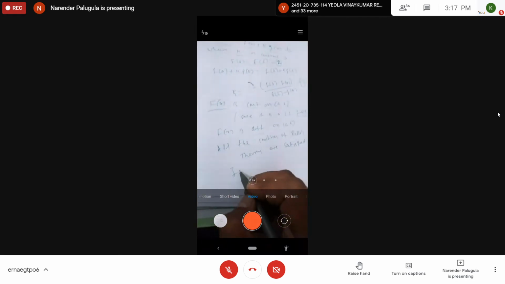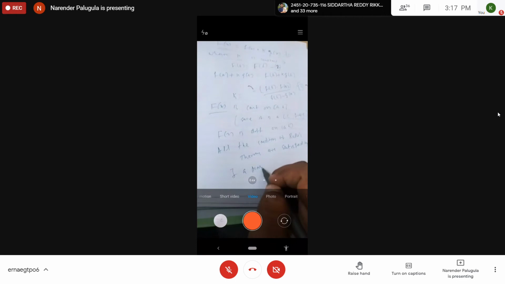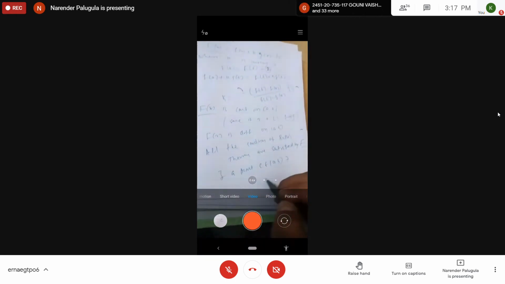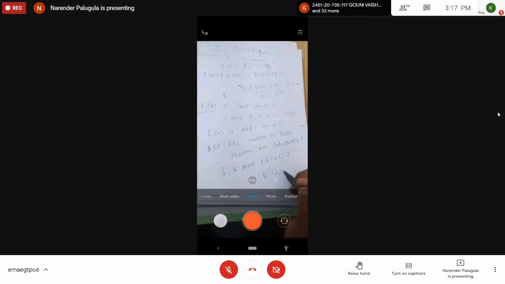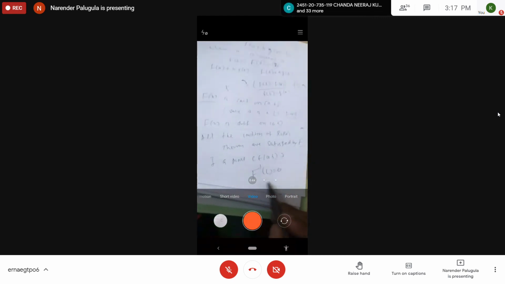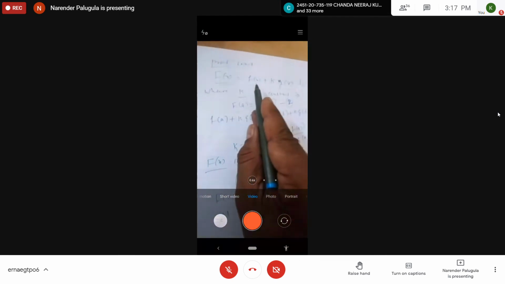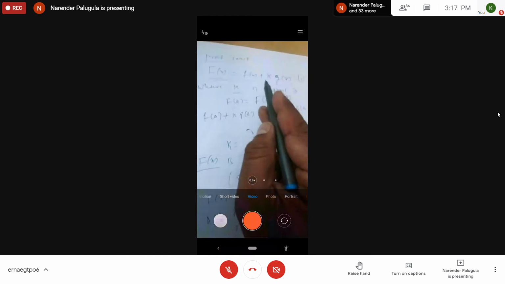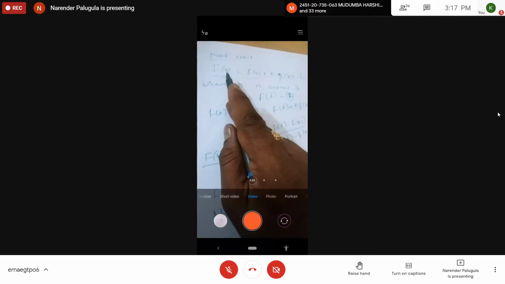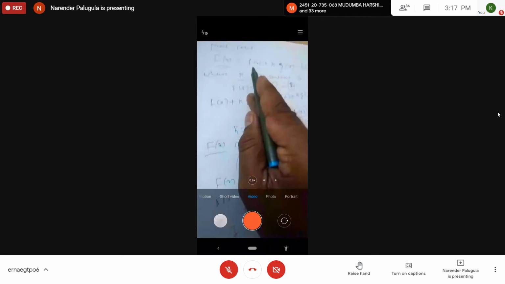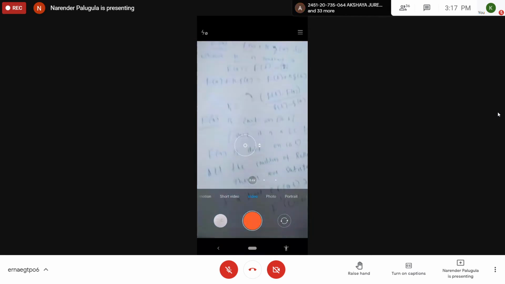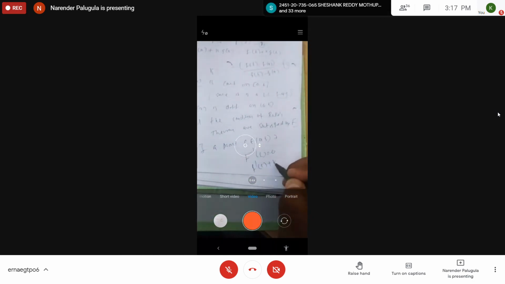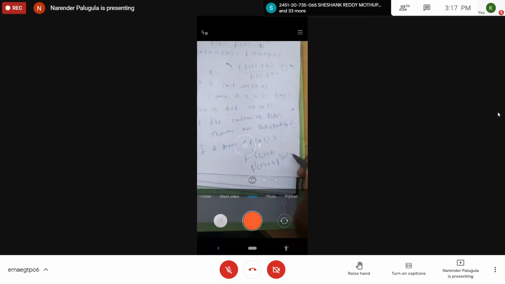There exists a point c belonging to (a, b) such that capital F dash c is equal to 0. What is capital F here? F plus kg. If we differentiate on both sides, what we get? F dash plus kg dash. Put x equal to c, we get F dash c is equal to f dash c plus k into g dash c. Substitute the values: f dash c plus k into g dash c is equal to 0.